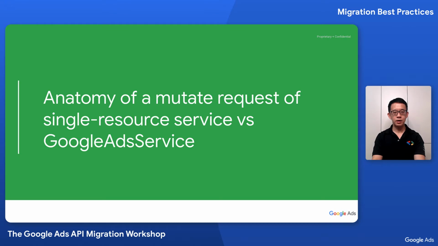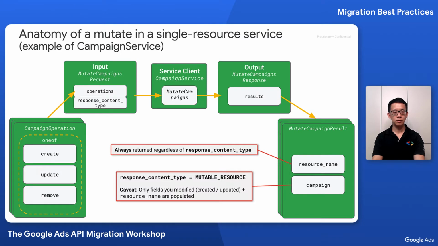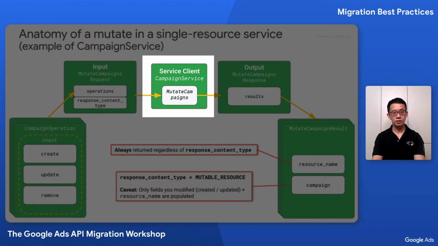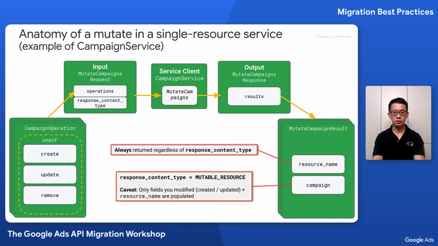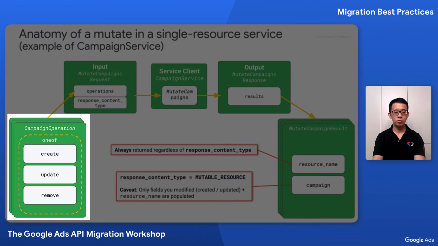Let's take a look at the anatomy of a mutate in a single resource service versus Google Ads service. For a single resource service, I use campaign service as an example. In the middle, we have CampaignService.MutateCampaigns as the method that we want to send a request to. As an input, the MutateCampaignsRequest object contains operations, which in turn is a list of CampaignOperations. In each CampaignOperation object, there is a one-of field which can be either of create, update, or remove, meaning that we can mix the operations together in one request. You may send 2 create operations, 3 update operations, and 1 remove operation together, for example.